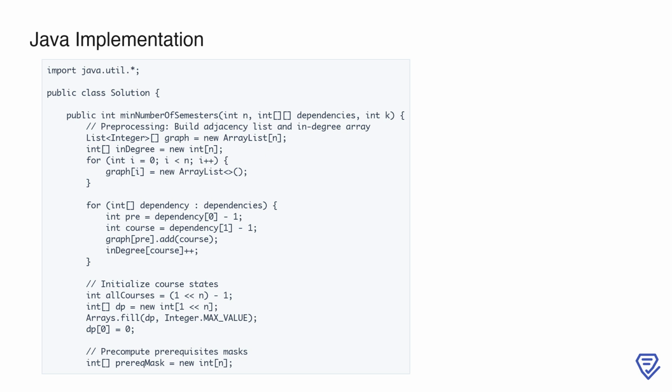Next, we initialize the allCourses bitmask to represent all courses being completed, and a dynamic programming array DP where each state represents a subset of completed courses. Initially, DP[0] is set to 0 as no semesters are needed to complete 0 courses, while all other states are set to infinity. Finally, we pre-compute a prereqMask for each course, storing the bitmask of all its prerequisites. This enables us to quickly check if a course can be taken based on the current state.